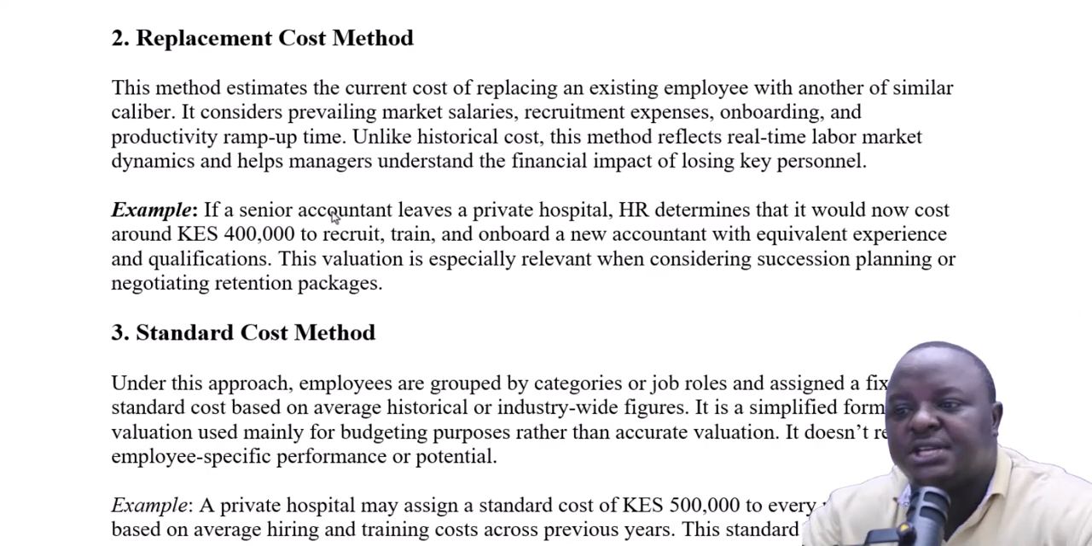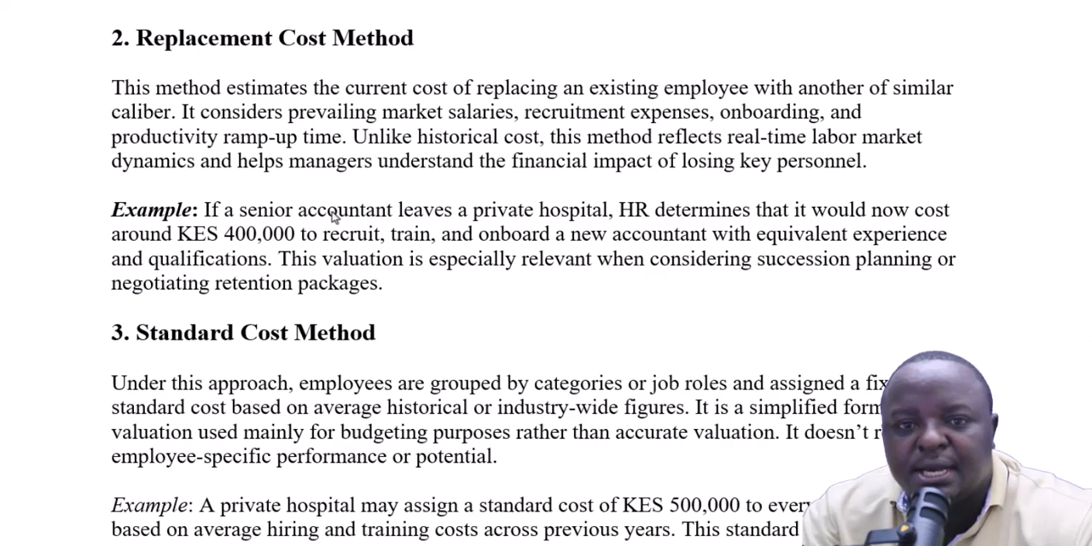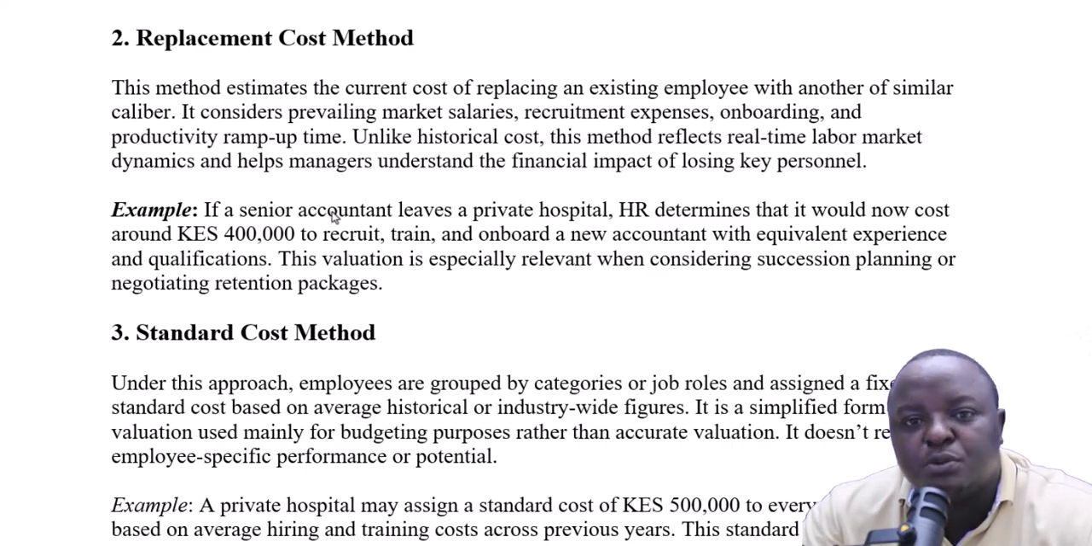The second method is the replacement cost method. This method estimates the current cost of replacing an existing employee with another of similar caliber. So what this means is that employees can resign, or they can be fired from an organization. Especially, for example, when you have employee turnover. If an employee resigns, that position needs to be replaced. So we try to look at how much cost we are going to incur in replacing an employee within a specific position.